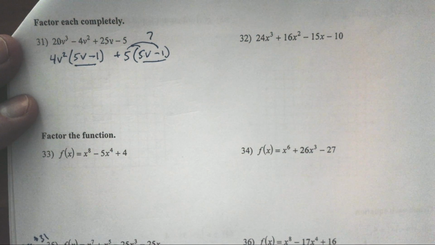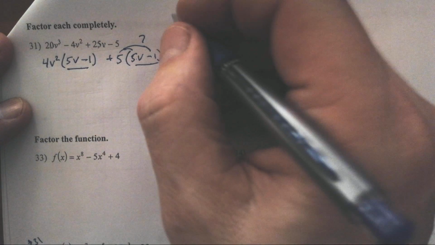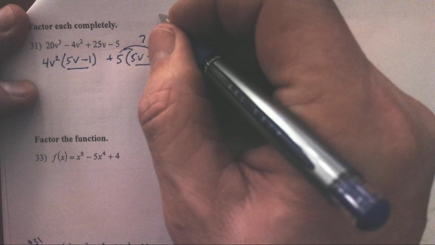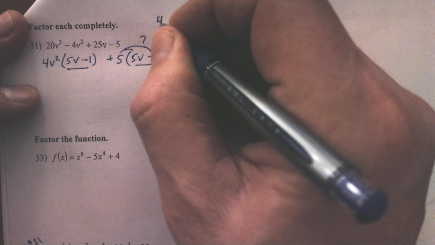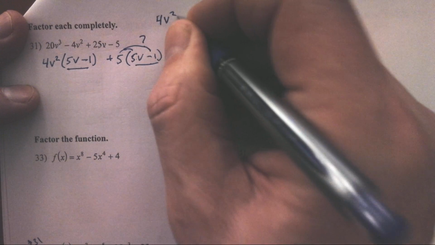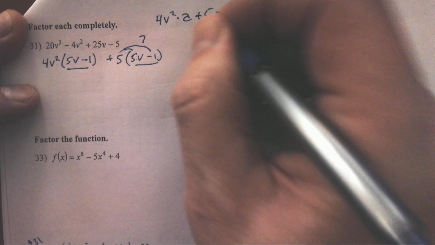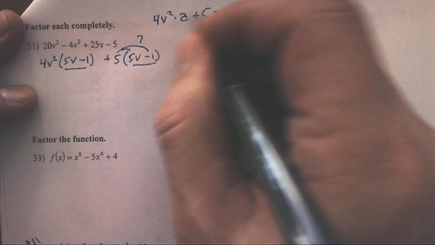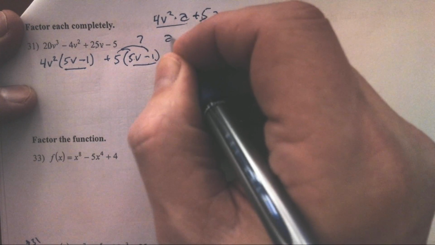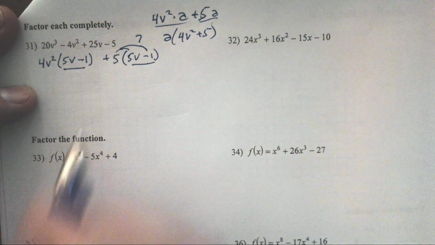Now the next step bothers people at times, and I'm going to just do a little prelude to it here. Let's say I had 4v squared times a plus 5 times a, and I said factor that. I think all of you would know, hey, we can take an a out of both terms and get 4v squared plus 5. And that's what I'm going to do here.